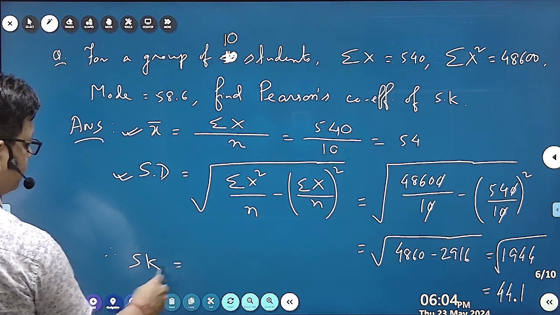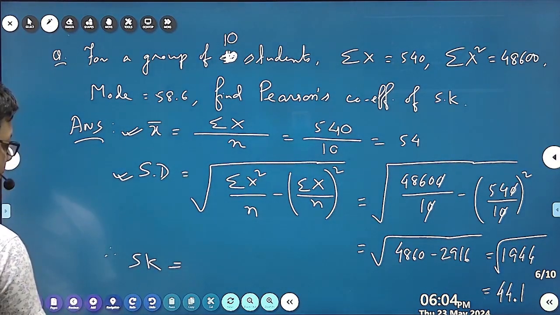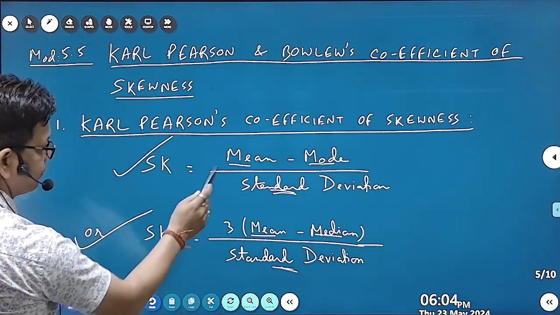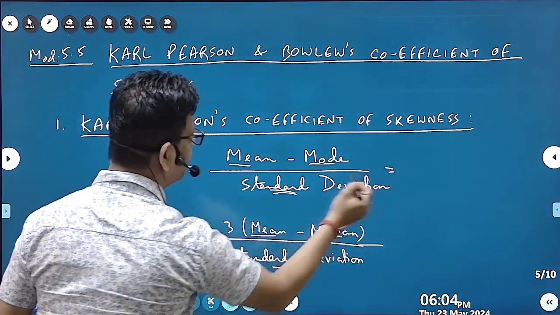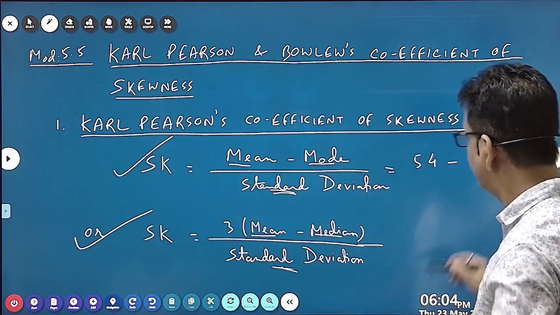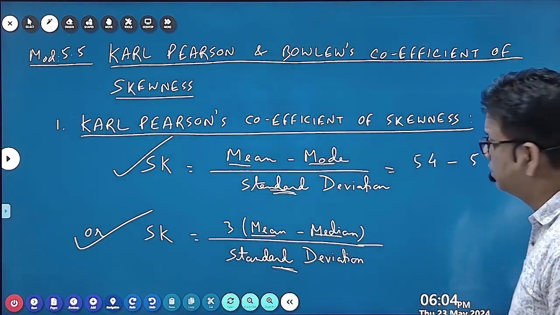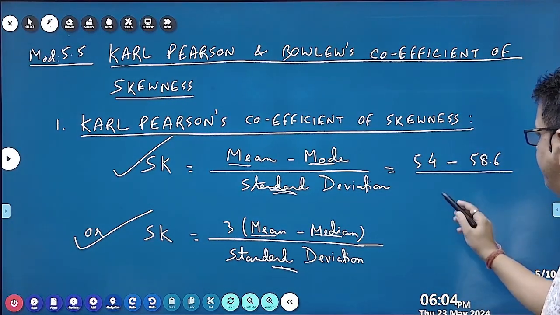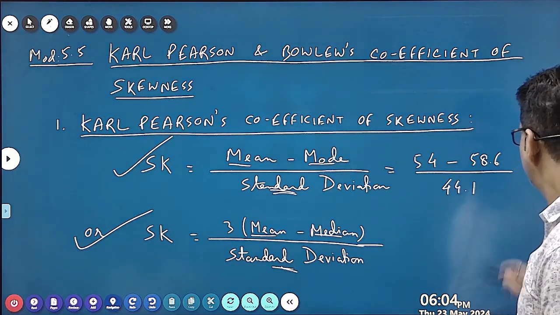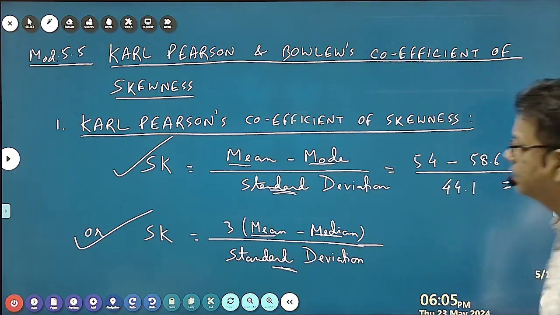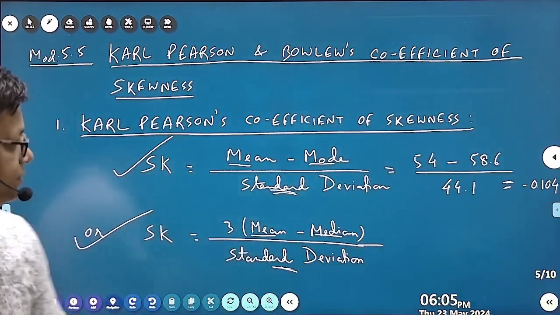SK. Which formula we will use? We will be using the first one because mode is given. So you use this formula. So mean just now, we got it 54. Mode is given, no? 58.6. Okay. Then 44.1. Okay. Can be minus. I gave the question randomly. Minus 0.104. Or it can be negative. Skewness can be negative.